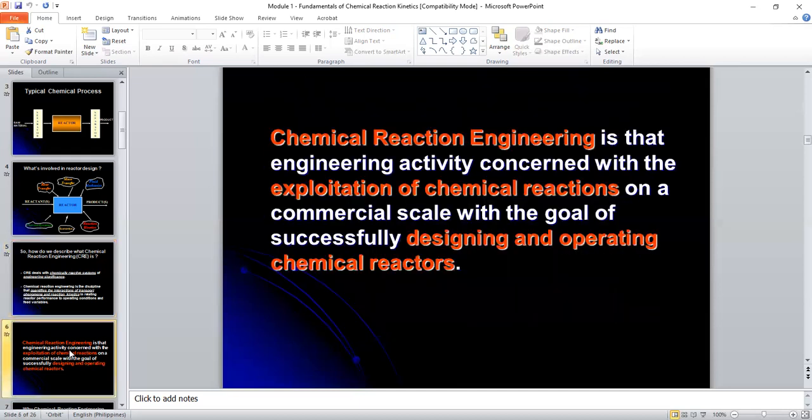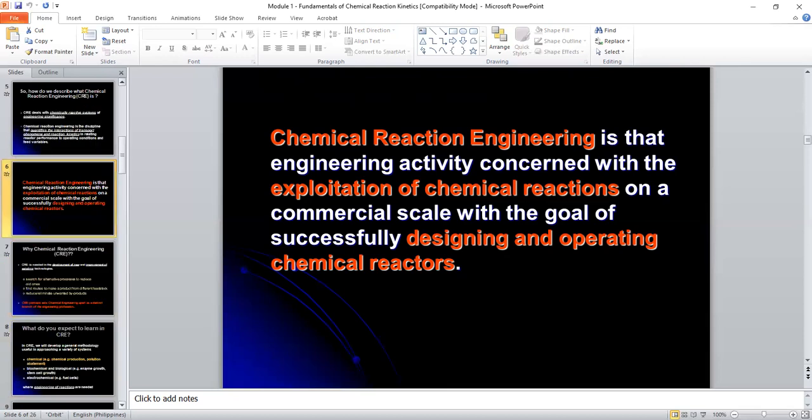So chemical reaction engineering is that engineering activity that is concerned with the exploitation. So this is how it is defined by our textbook. Of chemical reactions on a commercial scale with the goal of successfully designing and operating chemical reactors. So we need to not only know the kinetics, and that's how fast a chemical reaction will proceed, and how it is dependent on operating variables, but we need as well to design the reactor that will facilitate such reaction.